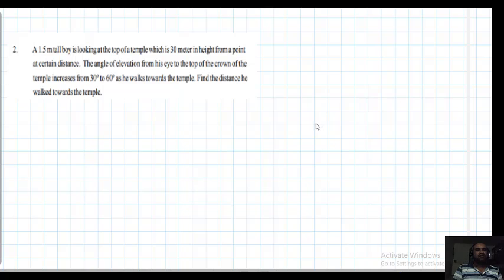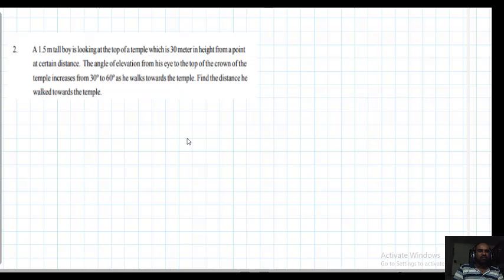Hello students, this is the third part of application of trigonometry. Today also I am going to explain some problems based on heights and distances. So our first problem, this is actually the second problem from the exercise.